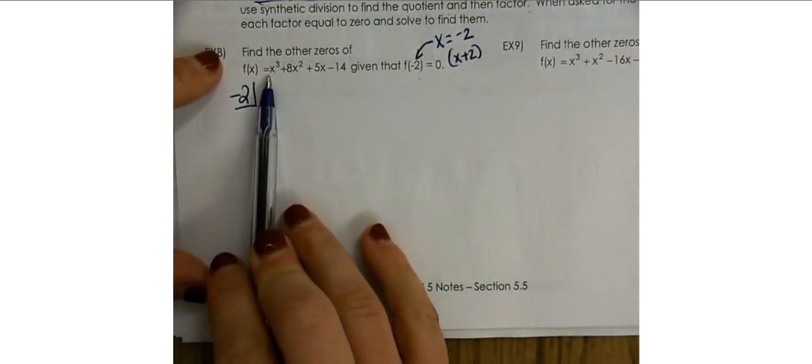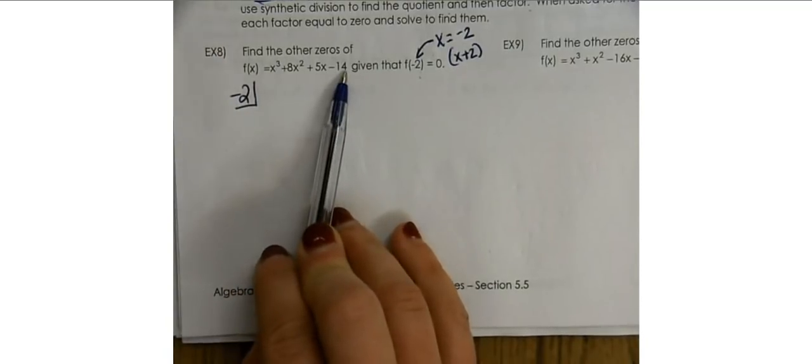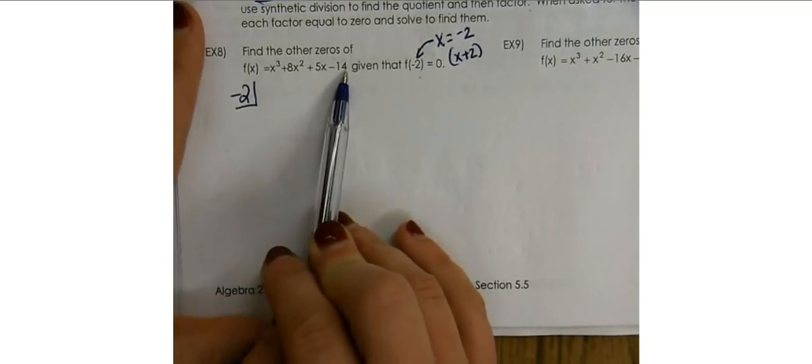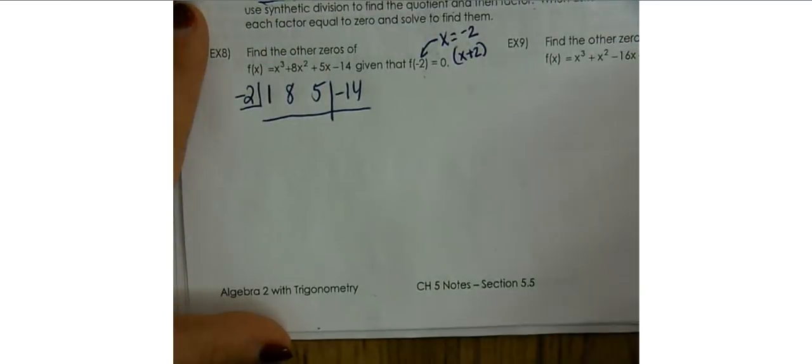Next, I'm going to make sure that all of my degrees are represented. I have 3, 2, 1, 0. Awesome. I don't have to insert any funky zeros. So I'm going to put in 1, 8, 5, and -14, a vertical line going through 5 and -14, and a horizontal line going across all of them.